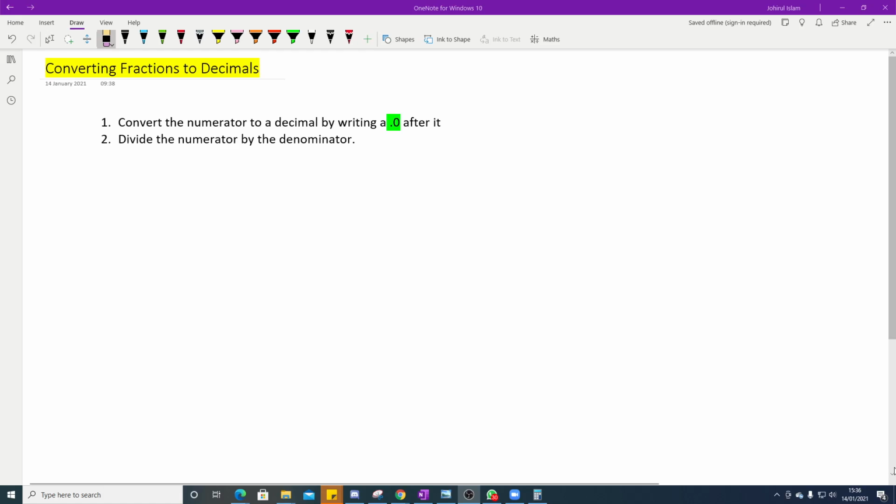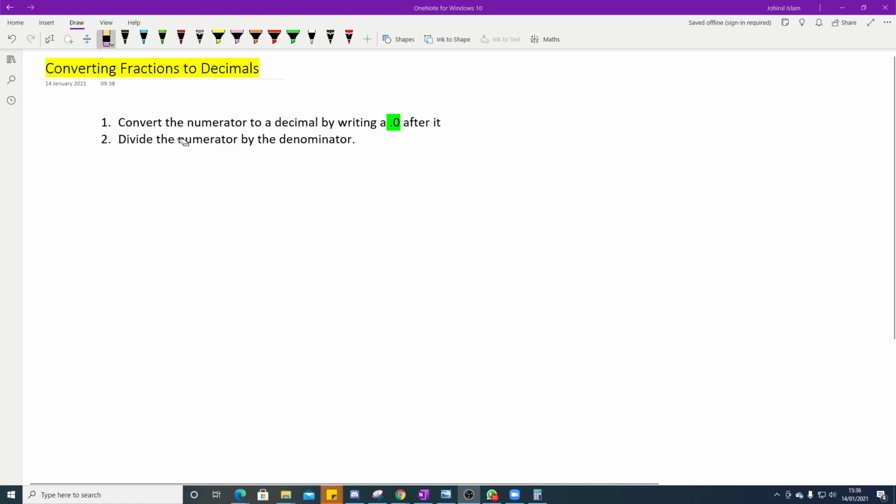Hello there, hi. In this video I'm going to show you how to convert fractions to decimals. I'm going to show you the method and we'll work through a couple of examples, and that should help you to do your homework. A couple of rules that you need to remember for this, and it's quite straightforward. There's only two rules that you need to remember.